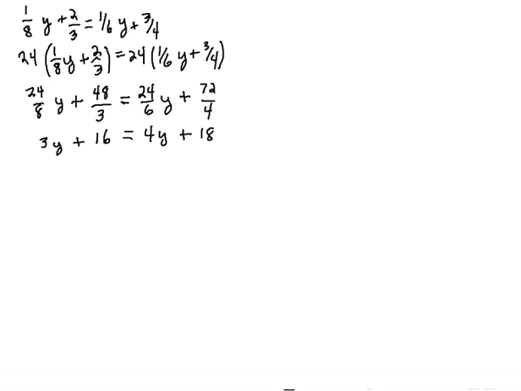So maybe we'll subtract 3y from both sides. 3y plus 16 minus 3y is equal to 4y plus 18 minus 3y. So simplifying that, we get 16 equals y plus 18. Finally, we'll subtract 18 from both sides.